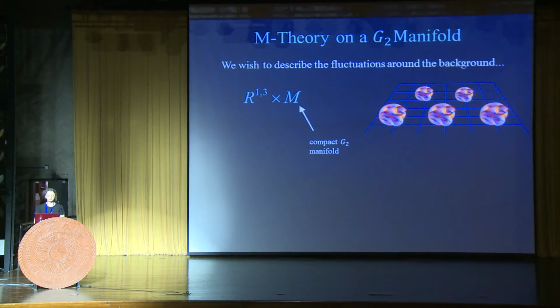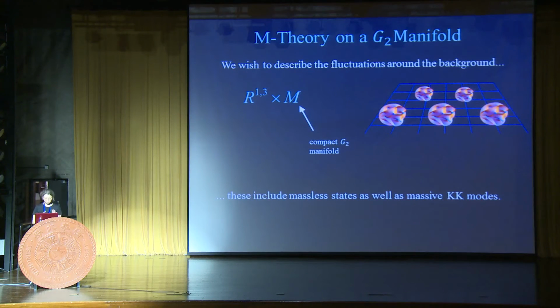So here's what we want to do. We wish to describe, this is now the second part, the fluctuations around the background that is like Minkowski space times a compact G2 manifold. And so we want to include all states, massless and massive, so we want the full thing. So this can in principle become complicated, can be scary. So we need some guiding principles.